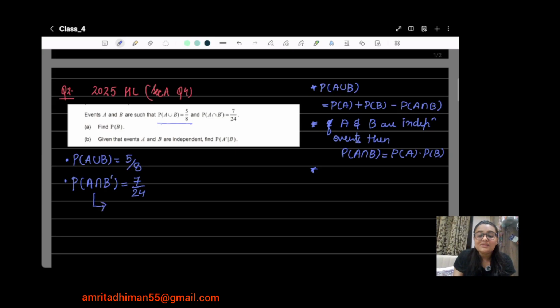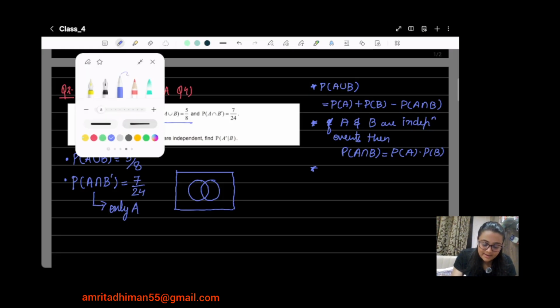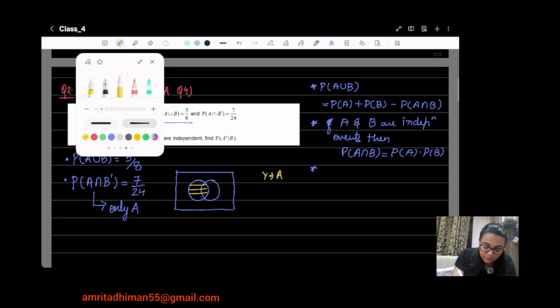What is that? Actually, it is nothing but the only A. I will show you this through the Venn diagram. When you draw this, this is A, this is B. This part is A. The yellow one is the A part. Now I will show you the green one.